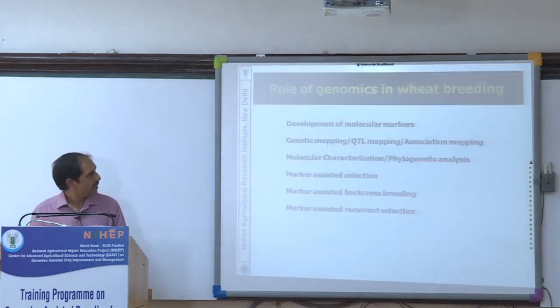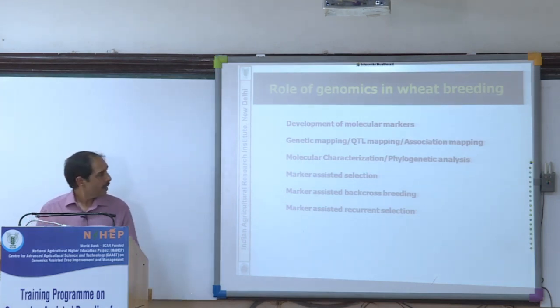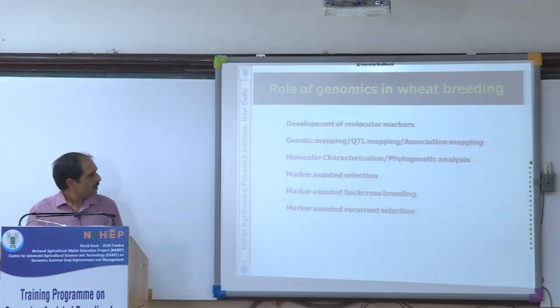And then finally I will summarize here, because it's a huge topic. I will not go into all those QTLs for heat and drought, and they will be covered in many different topic lectures. But these are the major areas. You can see development of molecular markers. If you have genomic information, then you can develop molecular markers. Mapping, QTL mapping, association mapping, for all these you require genomic information.